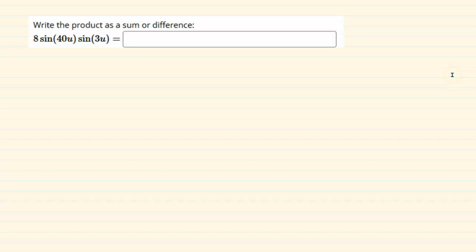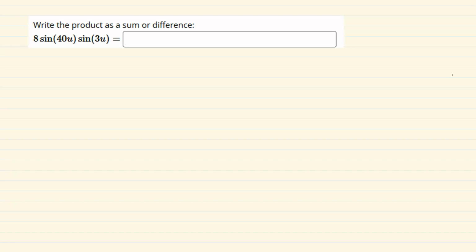All right, we want to write the product as a sum or difference. So we have the following product below, 8 sine of 40u times sine of 3u. So we have the product of a sine of something and a sine of another thing. So when we have the product involving two different sines, then we have the following identity to work with in order to turn it into a sum or difference.